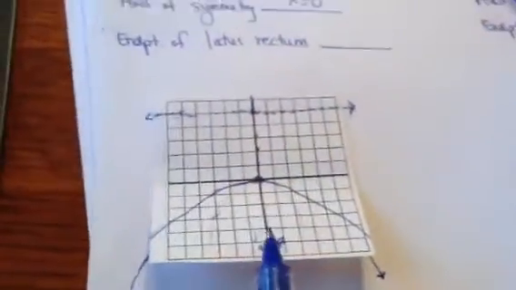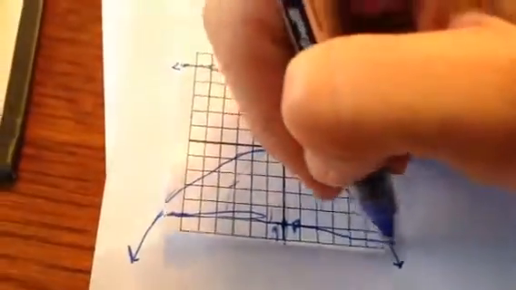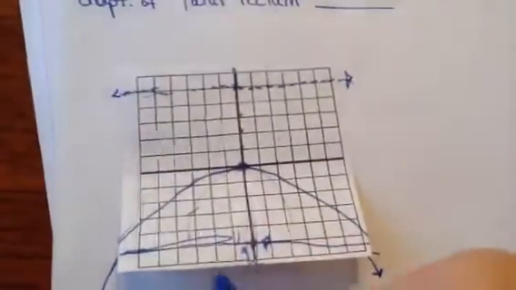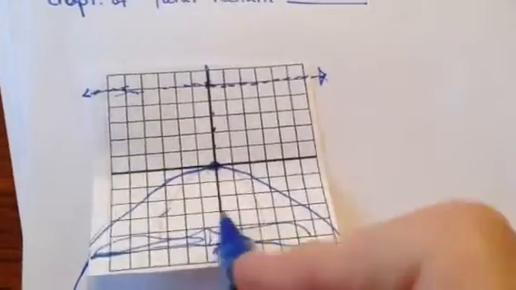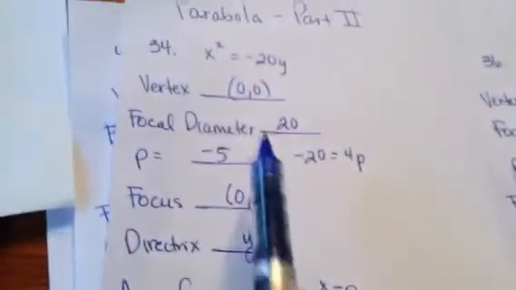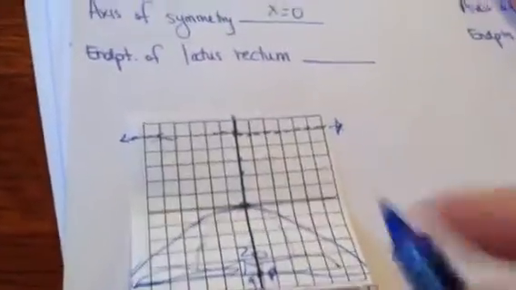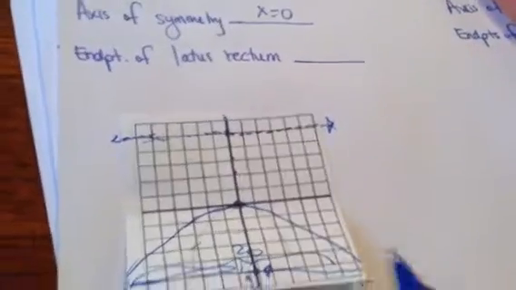I would probably label this 20. I know this width in here through the focus is 20. So this width right here is 20, and I know that again because of this number right here. That's the focal diameter. It wants to know these endpoints over here on my parabola.